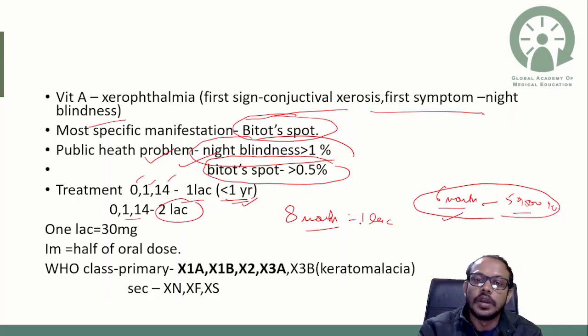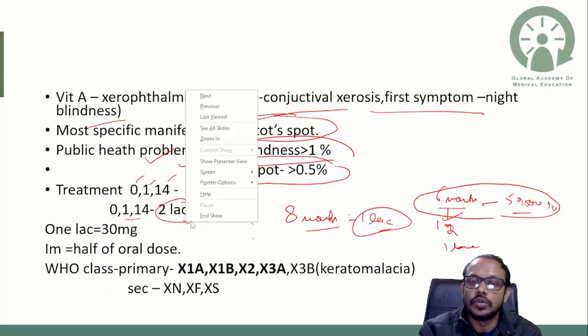Okay, between 6 to 12 months, it is 1 lakh. So in an 8-month or 9-month-old, it is usually 1 lakh, and in more than 1 year, it is usually 2 lakh international units.